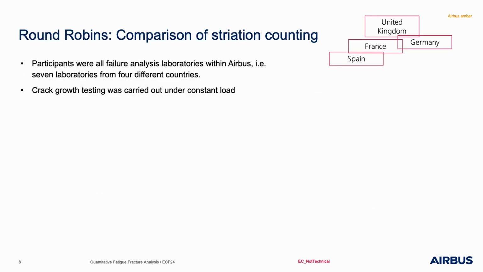As it was in the beginning kind of Wild West with the striation counting, we started with round robins. Altogether 7 laboratories from within Airbus from 4 different countries started different round robins now. They were all made at the beginning, up to now, under constant load on 3 different materials. This is aluminum, titanium and a high strength steel.